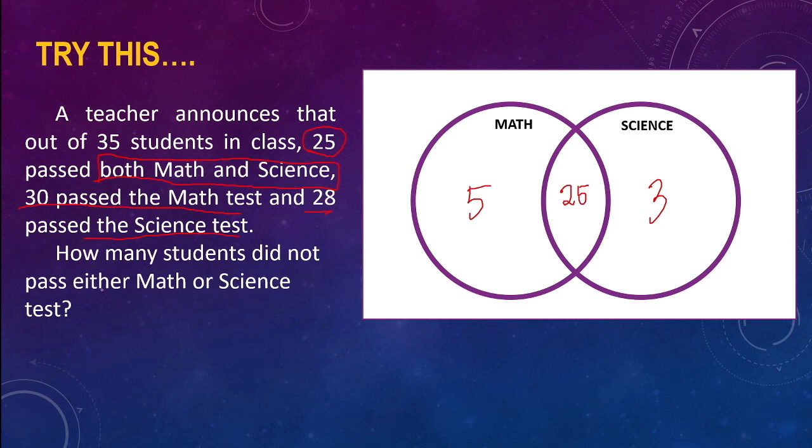So, how many students did not pass either math or science? So, add muna natin lahat yan. So, 5 plus 25 plus 3, we have 33. Ibig sabihin, 33 yung pumasa sa mga subjects. So, ang tanong, how many students did not pass either math or science? So, walang naipasa. So, we have 35 students. 33 yung mga pumasa. So, we have to subtract 35 minus 33. We have 2. So, lalagay natin si 2 dito sa labas ng Venn diagram. Ayan. So, that is our answer.